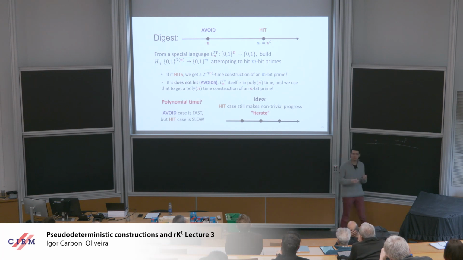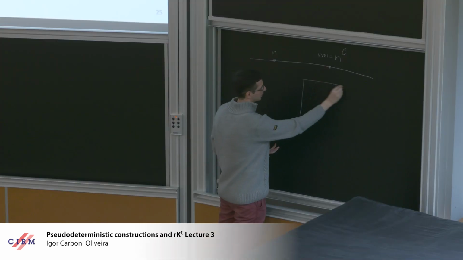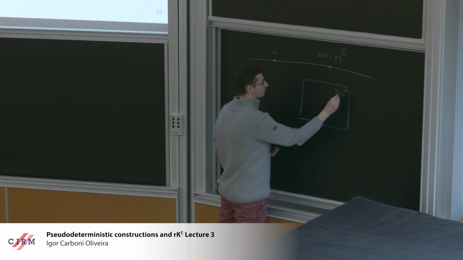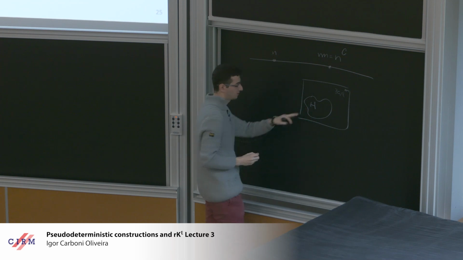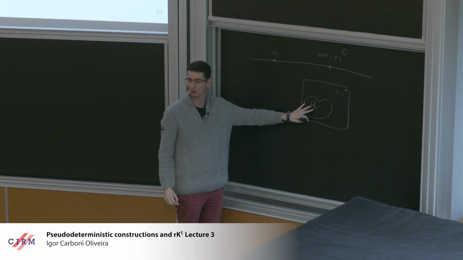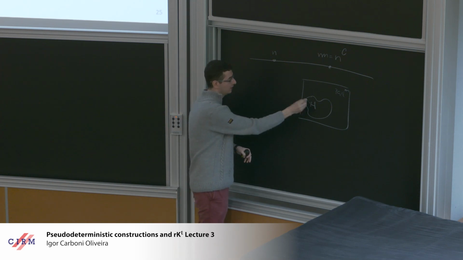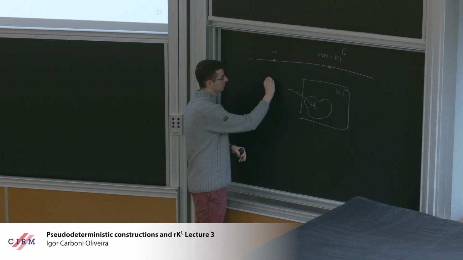first, when we didn't have anything, we had to brute force over all n-bit strings. But at least now, in the hit case, if you look at the set of n-bit strings, and this is the strings in the output of the hitting set generator, you know that there is some prime here, okay? And this hitting set is of size 2 to the m to the epsilon.